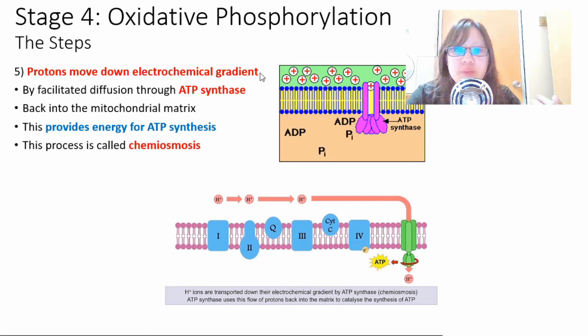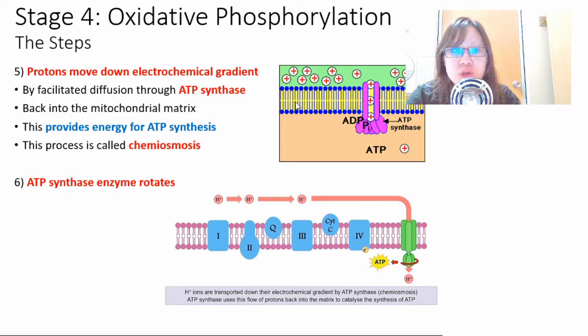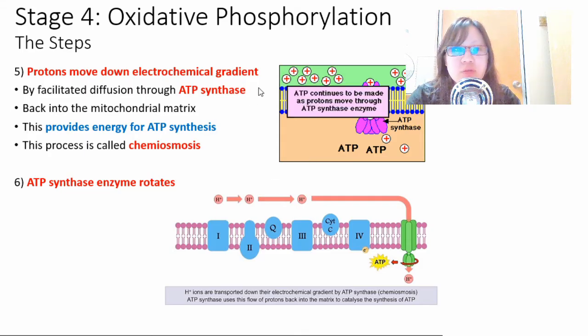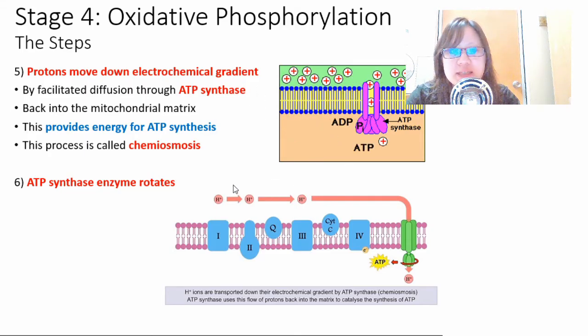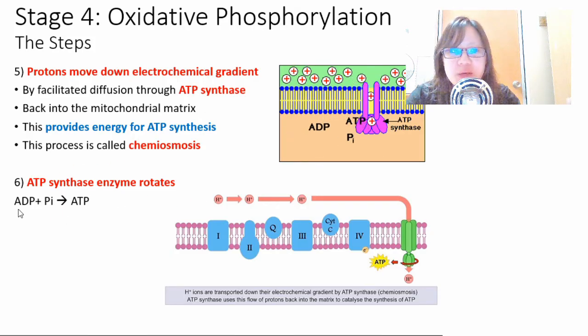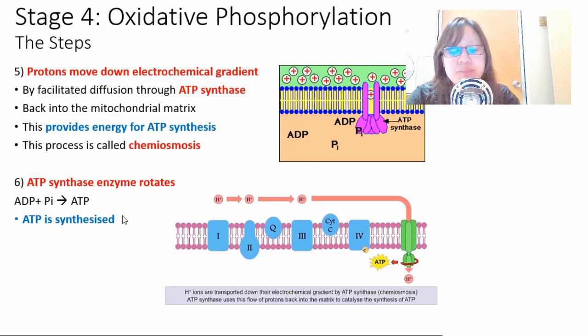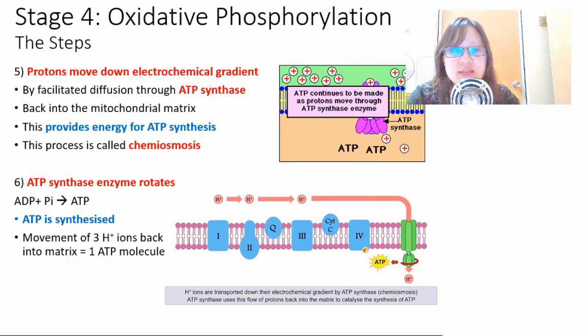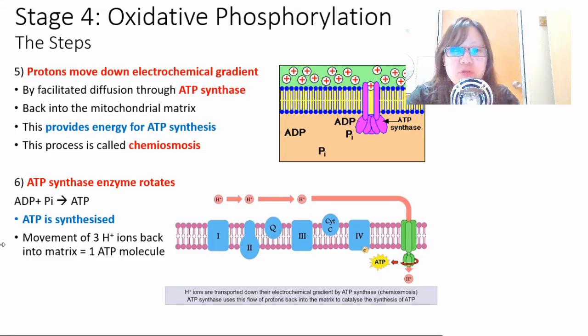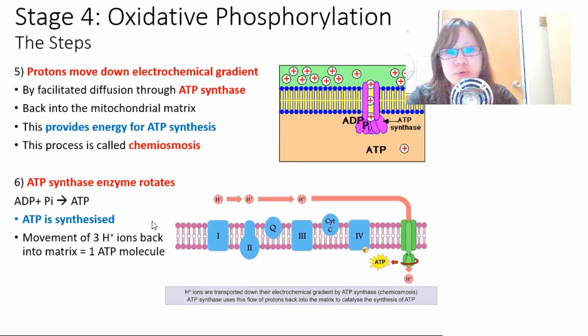Anyways, as this is happening, what is the ATP synthase actually doing? When the protons move down the electrochemical gradient, the ATP synthase actually rotates. And when it rotates, ADP and inorganic phosphate form ATP, and ATP, of course, is synthesized. To be precise, the movement of 3 hydrogen ions back into the matrix forms 1 ATP molecule.